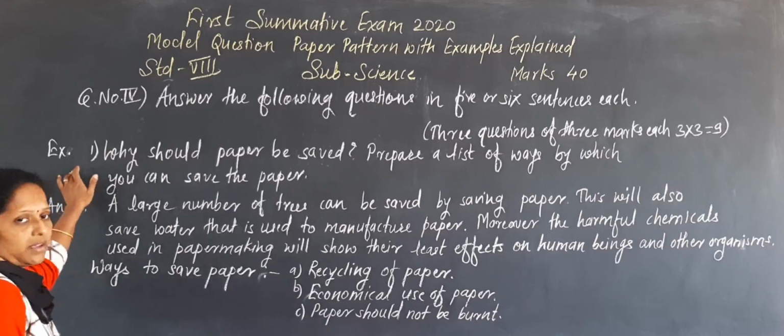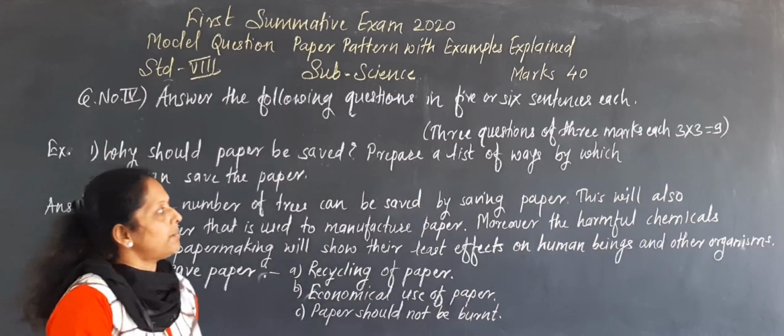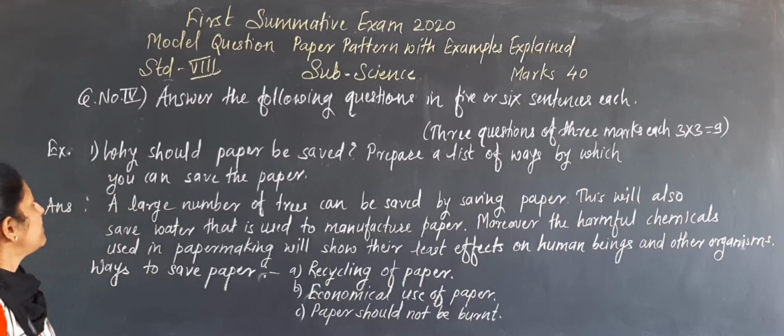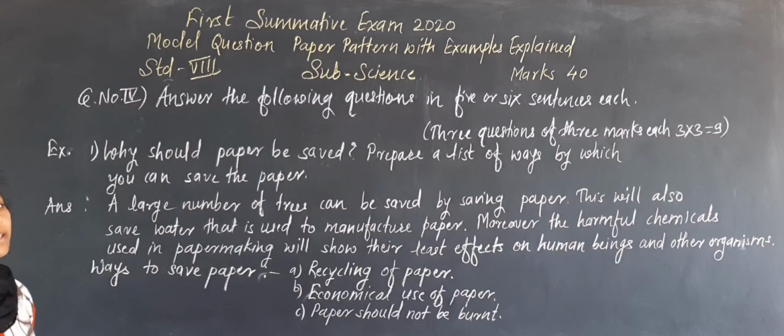In this first example, the first question I am taking is: Why should paper be saved? Prepare a list of ways by which you can save paper. As you know, conservation of plants and animals is a lesson we learned. We learned how important paper is, and how much paper is formed from one tree. By that knowledge you are able to write why paper should be saved and prepare a list of ways by which you can save paper.